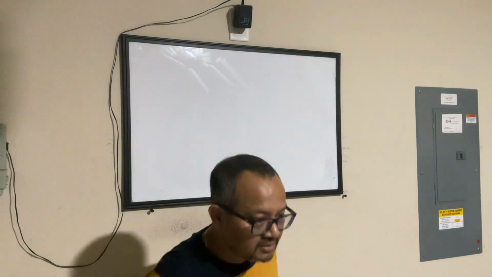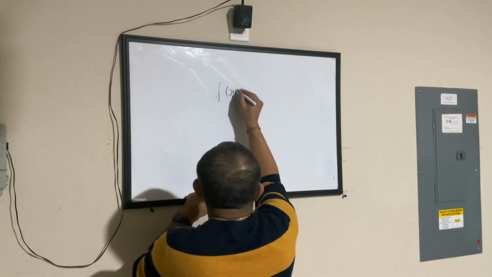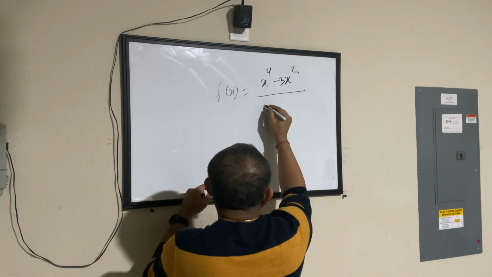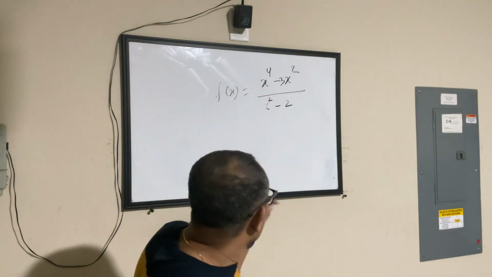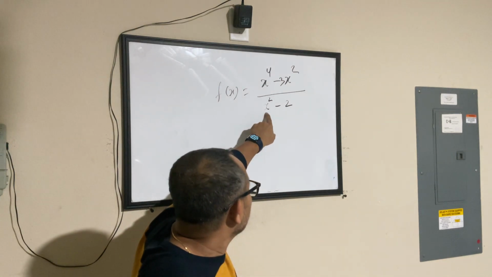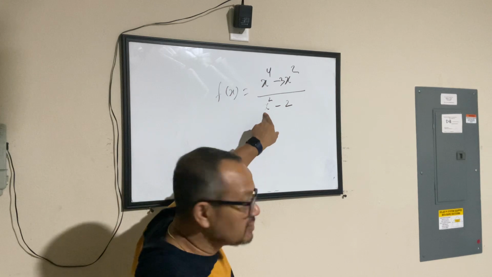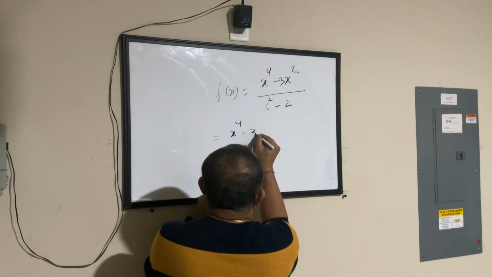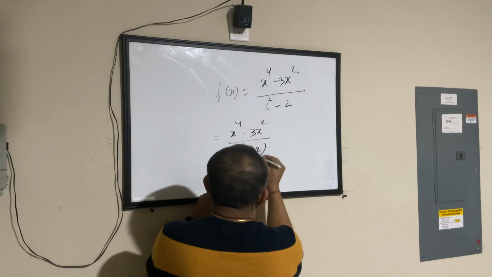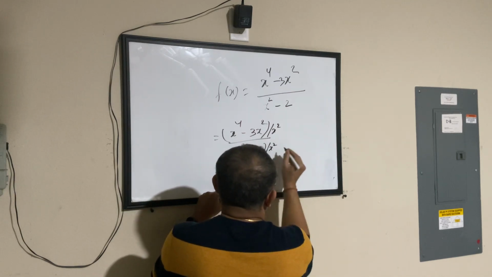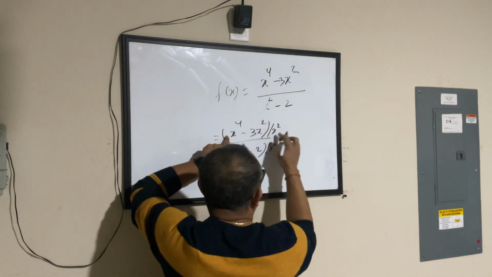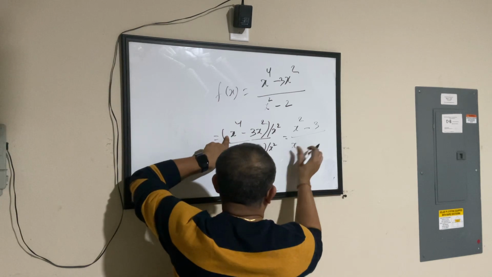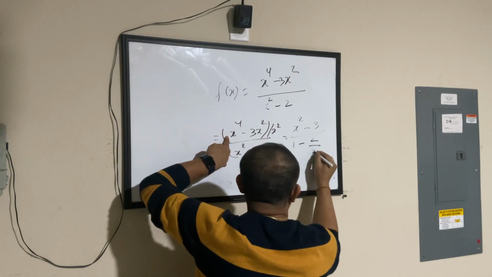Let's say I'm talking about a function x to the power 4 minus 3x squared by x squared minus 2. Applying the same approach, if I look at the denominator, the maximum power of the variable is 2. So I will divide the numerator and denominator all by x squared. So this becomes x to the 4 minus 3x squared divided by x squared minus 2, and everything divided by x squared. So x power 4 divided by x squared becomes x squared, minus 3x squared by x squared becomes 3, divided by 1 minus 2 by x squared.